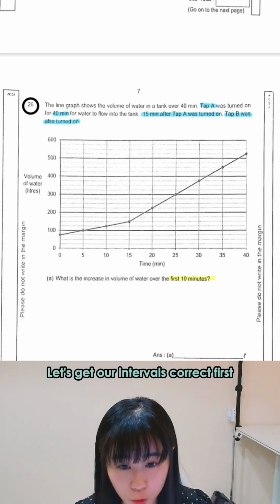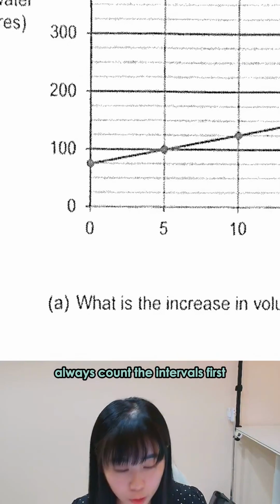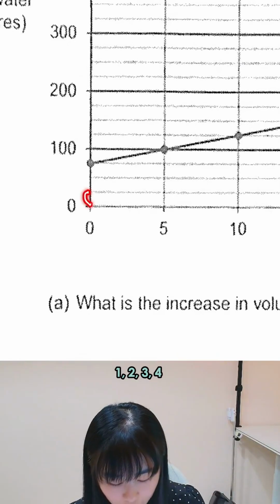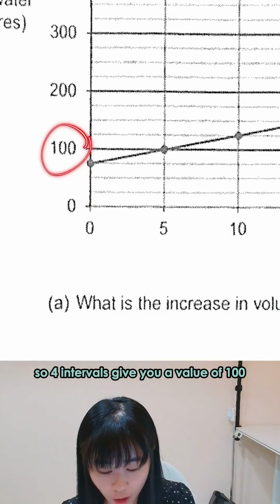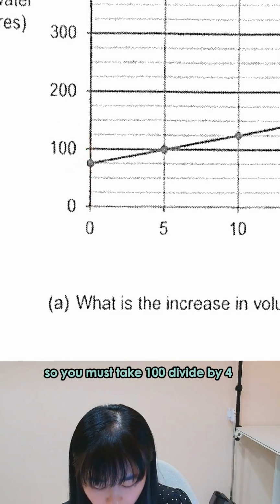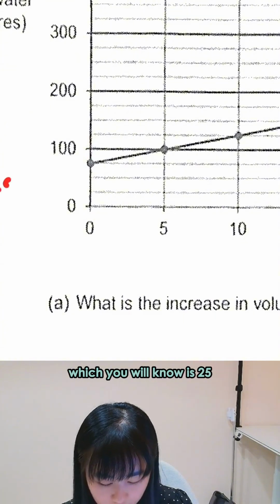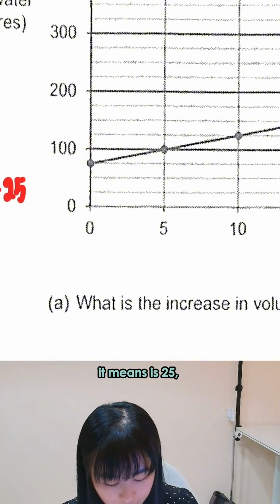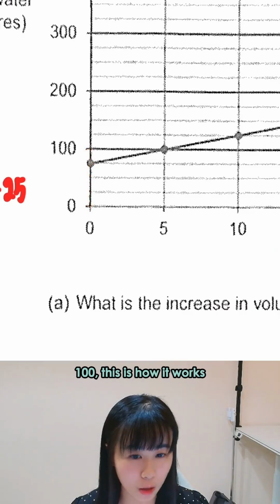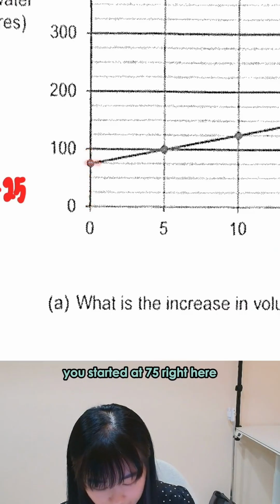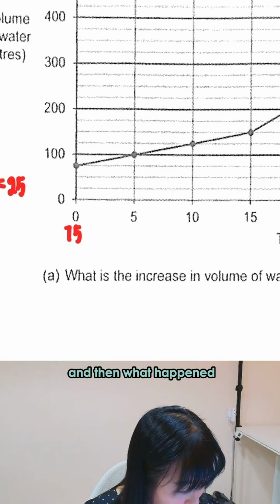Let's get our intervals correct first. Zoom inside here, always count the intervals first. 1, 2, 3, 4. So 4 intervals give you a value of 100. So you must take 100 divided by 4 to find the value of one interval first, which you will know is 25. It means 25, 50, 75, 100. This is how it works. So you started at what? You started at 75 right here. And then, what happened? Look at this.